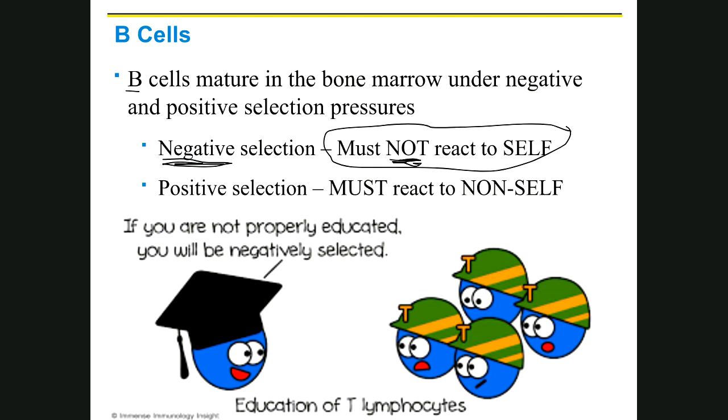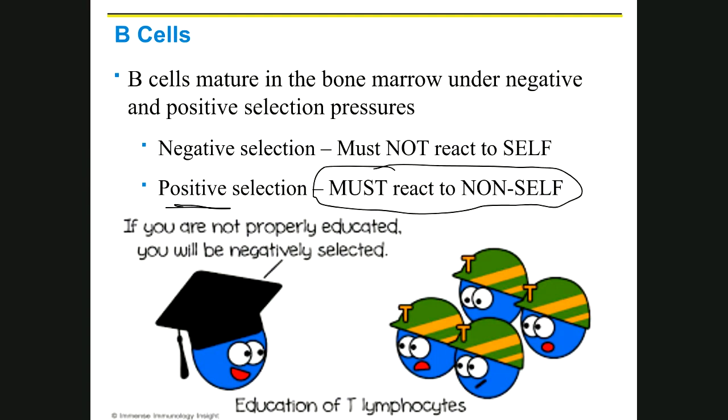Because if this happens, if they attack self, you're going to get diseases like autoimmune diseases, and you're going to destroy your own tissues. So you would not want that to happen. But there's a second test that they take, and it's called positive selection. Positive means yes, it means you must react to non-self. You must react to non-self because if it doesn't react to non-self, it's kind of useless. It's not doing anybody any good.